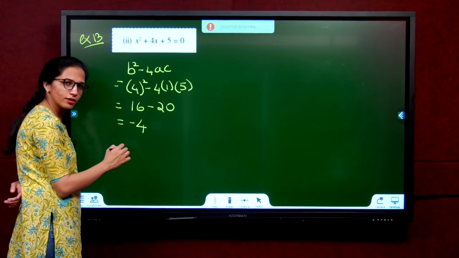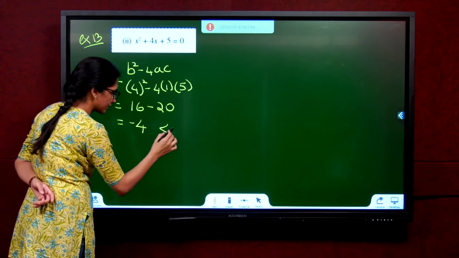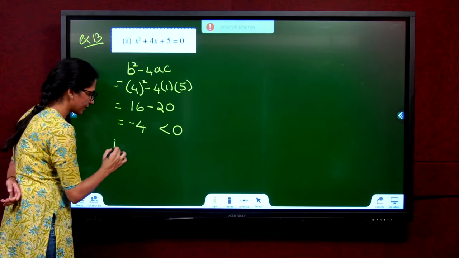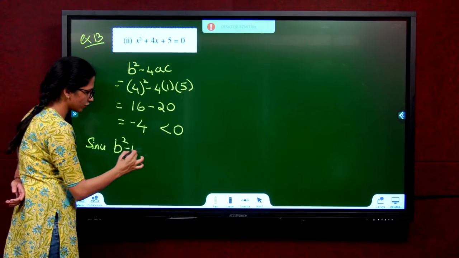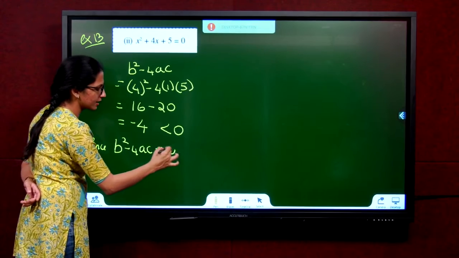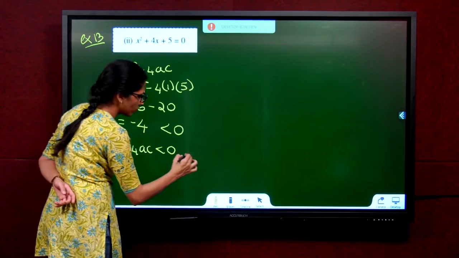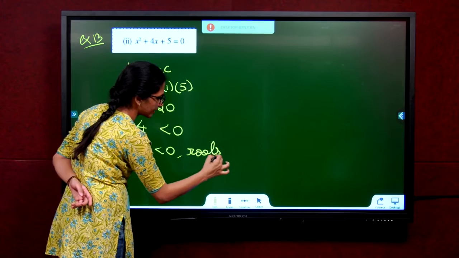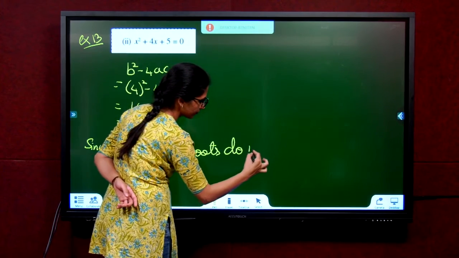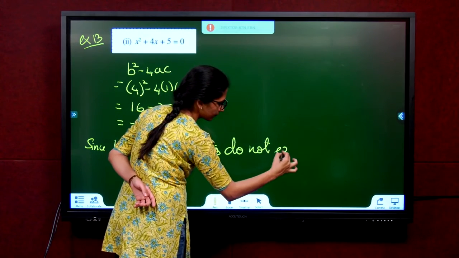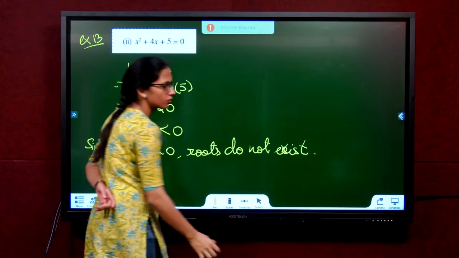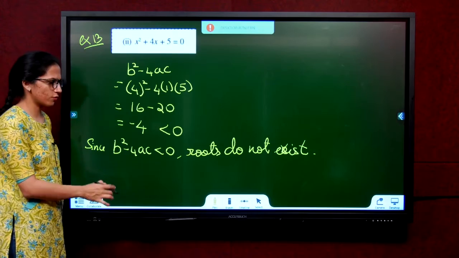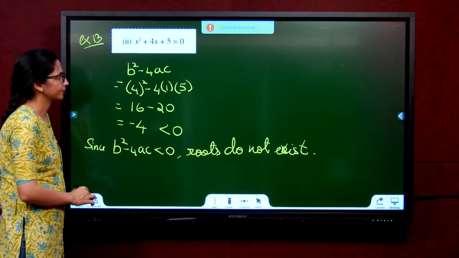Is this greater than or equal to 0? No, it is less than 0. So therefore we can say, since b² − 4ac is less than 0, roots do not exist. No need to go further and use the formula. You stop right here.